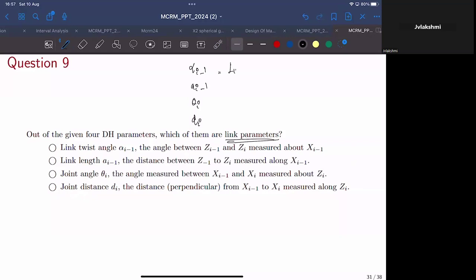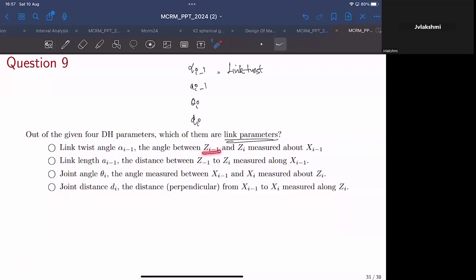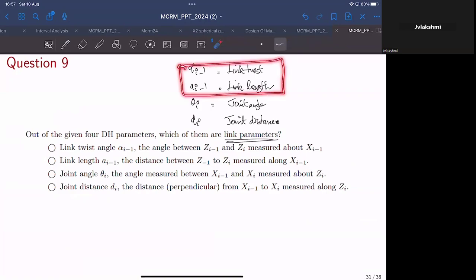The name of the first is link twist. As per the definition, link twist is the angle between Z i minus 1 and Z i measured about X i minus 1. The second parameter is called link length, which is the distance between Z i minus 1 and Z i measured along X i minus 1. The other two are joint angle and joint distance, and these two parameters convey the relative position and orientation of the joints. And these two convey the relative position and orientation between two links.